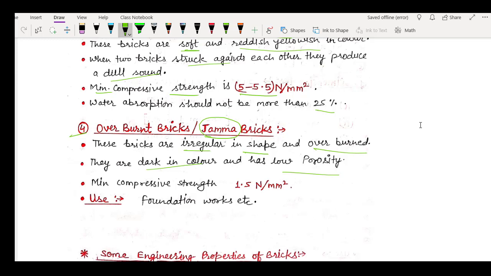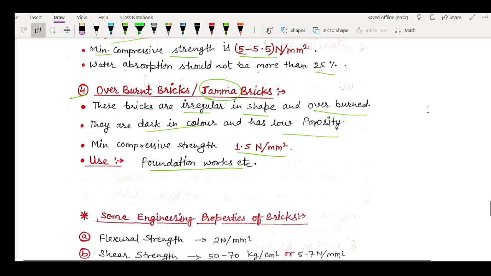The minimum compressive strength is 1.5 Newton per mm square, which is very low. So it is used in foundation work, or you must have seen that when you are placing your floor, you place the broken bricks below for making the surface. So it is also used there.